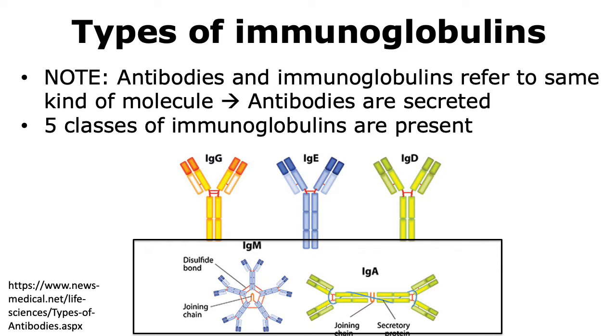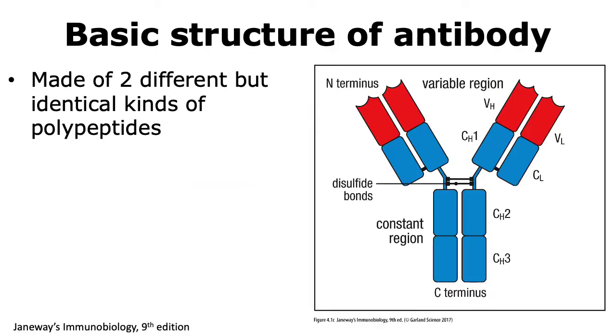If you focus on the black box, you can see that IgM is made up of 5 immunoglobulins that are linked together, and hence it is a pentameric structure. While in IgA, we have 2 antibodies that are bound together to form a dimeric structure. All of these immunoglobulins have their own specific functions and features that we will learn as we go through the course. Let us look at the basic structure of the antibody.